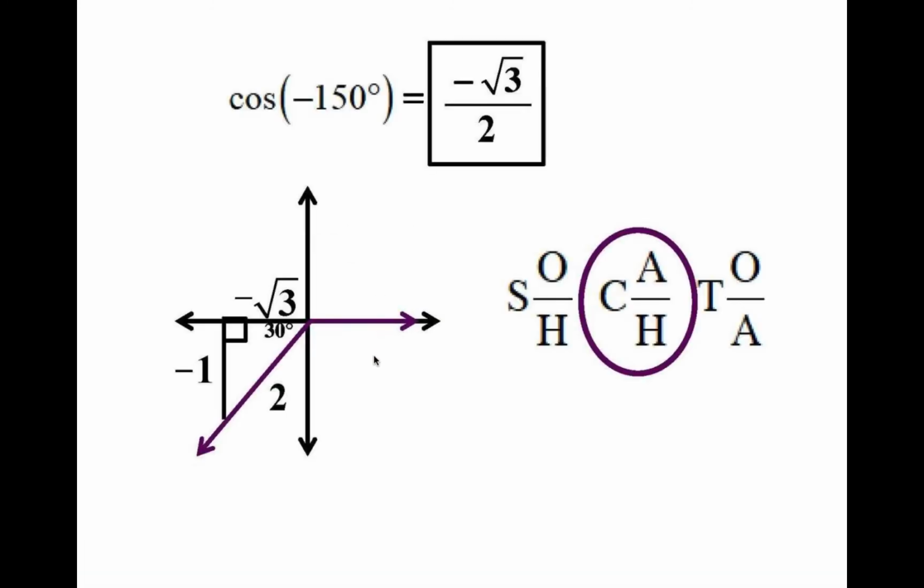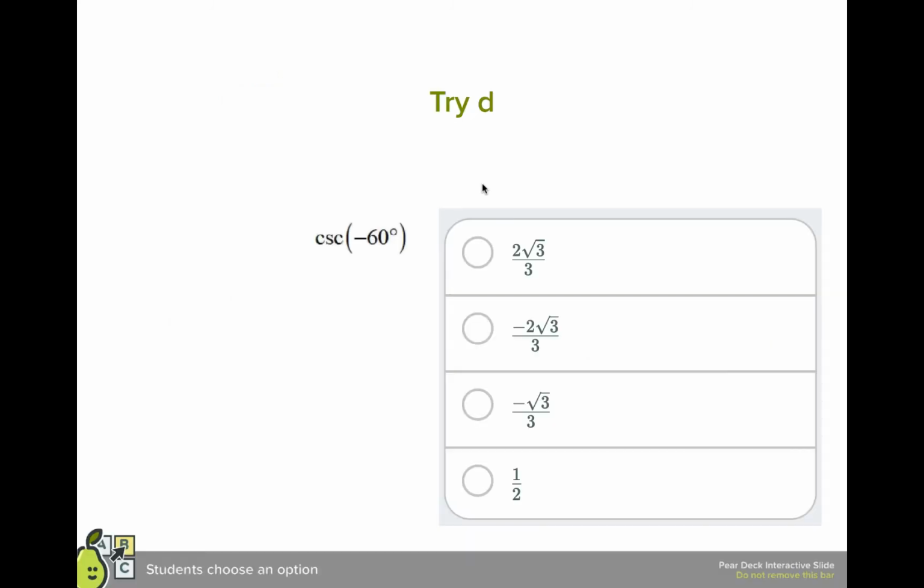All right, so going negative 150 degrees, that would mean this angle is 30. When it's 30, opposite the 30 is 1. Opposite the hidden 60 is root 3. The hypotenuse is 2. Left is negative, down is negative. Cosine is CAH, so negative root 3 over 2. Try D.